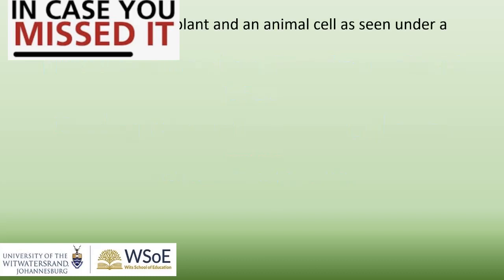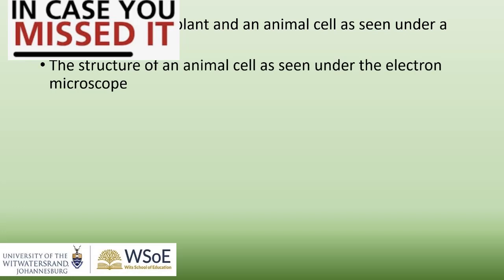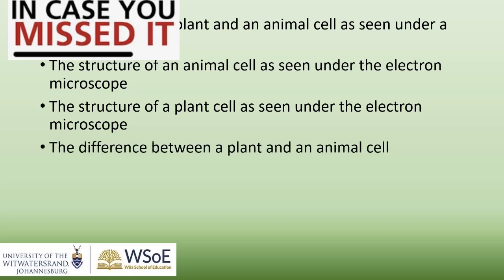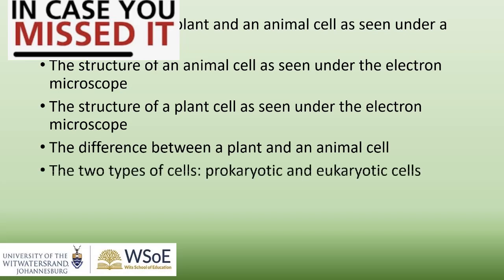Okay, firstly, we are going to look at the structure of a plant and an animal cell as seen under a light microscope. We will then move on to look at the structure of an animal cell as seen under the electron microscope, and then the structure of a plant cell as seen under the electron microscope. Then we will compare the differences between a plant and an animal cell, and then we will look at the two types of cells, a prokaryotic and a eukaryotic cell.